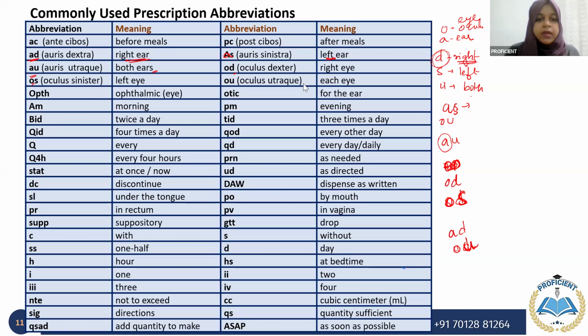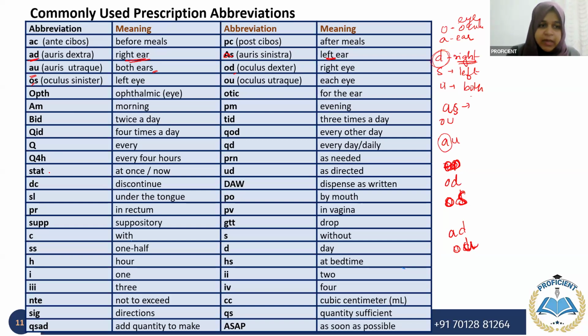PM is post-meridian, right? BID, twice a day. TID, thrice a day. This we know, right? QID, 4 times a day. QOD, every other day. QOD is what? Every other day, means alternate days. Today, then not tomorrow, day after tomorrow. Clear? Okay. Then important ones I'll tell.